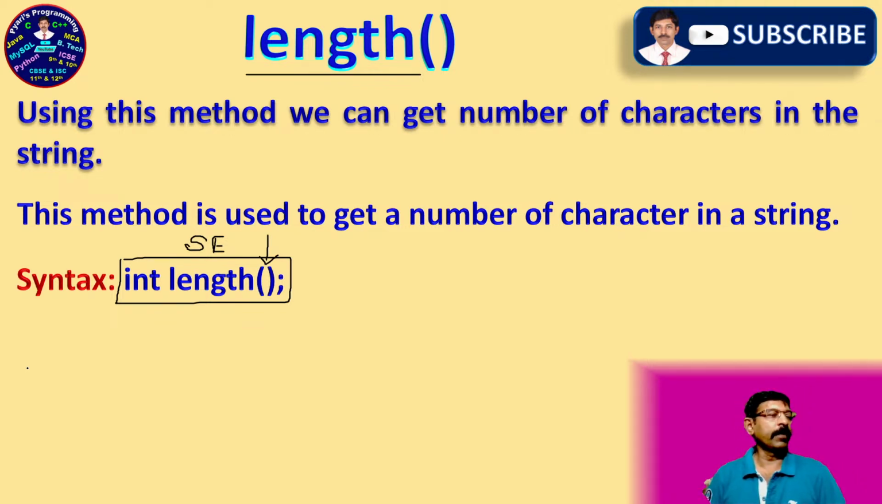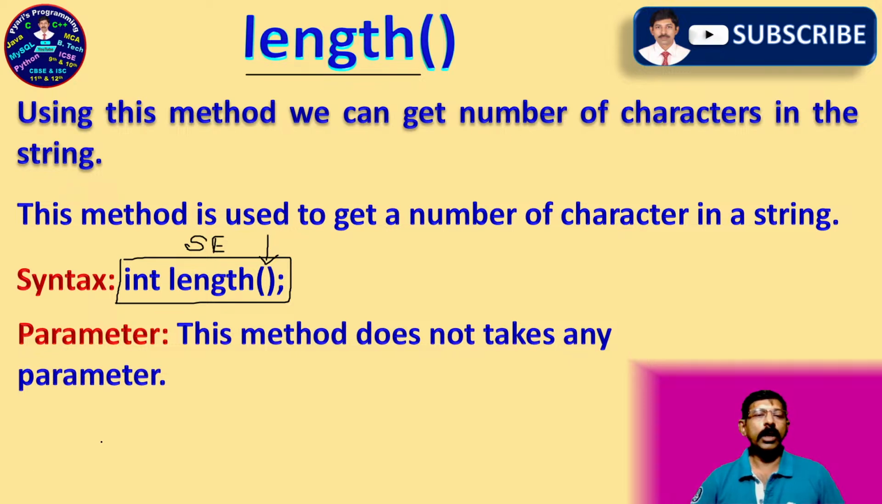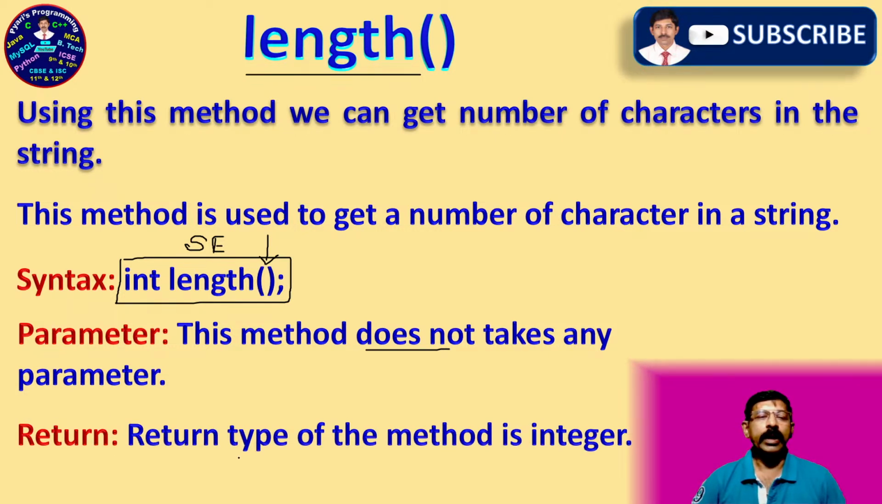Good. Everyone is giving perfect answer. So here regarding parameter, this method does not take any parameter. You can see quite clearly from here that it is empty parenthesis. Is it clear? Okay. Next part, return type. Return type of the method is integer. As already one of the ninth classes nicely given the answer, because it counts number of characters and returns it. That means obviously the return type will be integer.